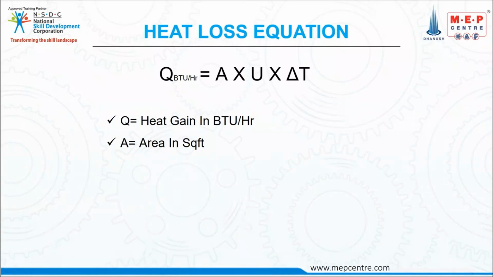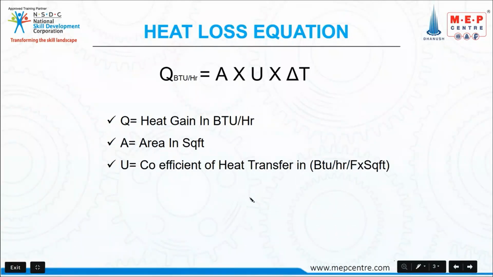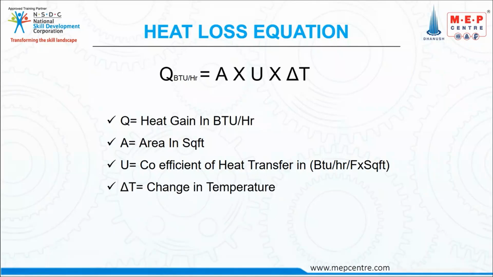A equals area in square feet. U equals coefficient of heat transfer, or heat transfer coefficient, which is in BTU per hour per degree Fahrenheit into square feet. And delta T equals change in temperature.